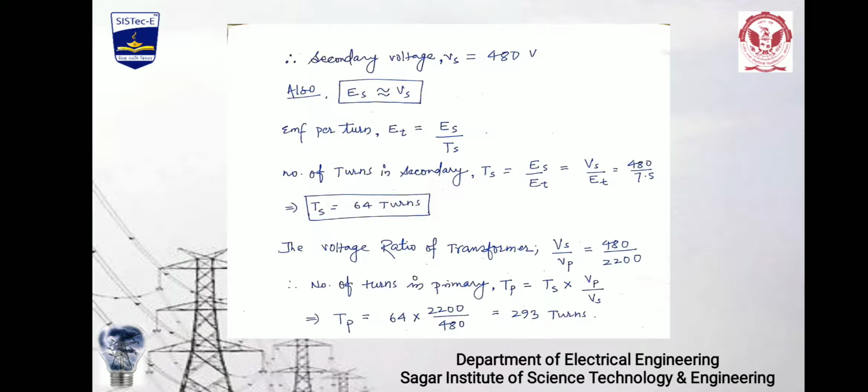The voltage ratio of transformer Vs upon Vp is equal to 480 upon 2200. Number of turns in primary Tp is equal to Ts into Vp upon Vs. That implies Tp is equal to 64 into 2200 upon 480, which is equal to 293 turns.